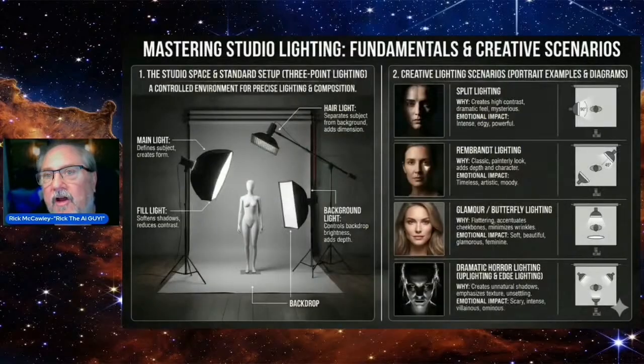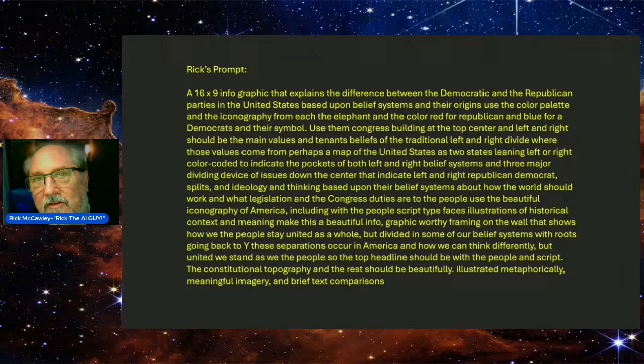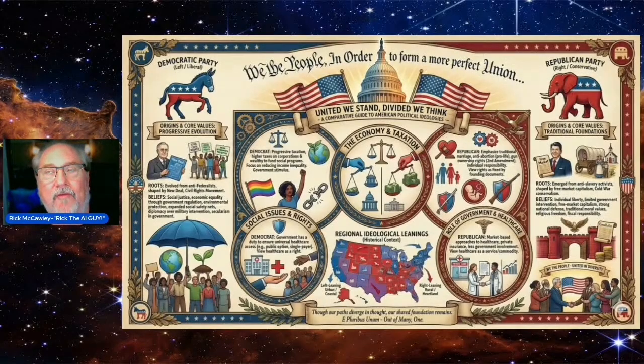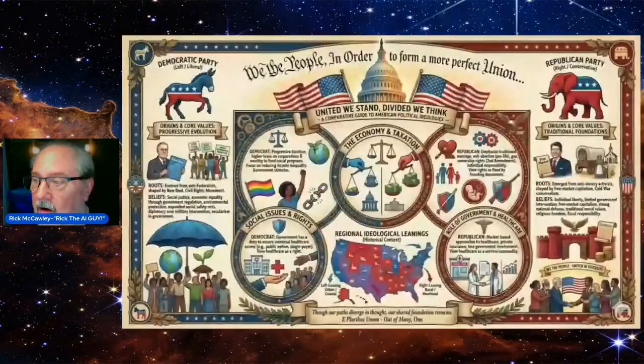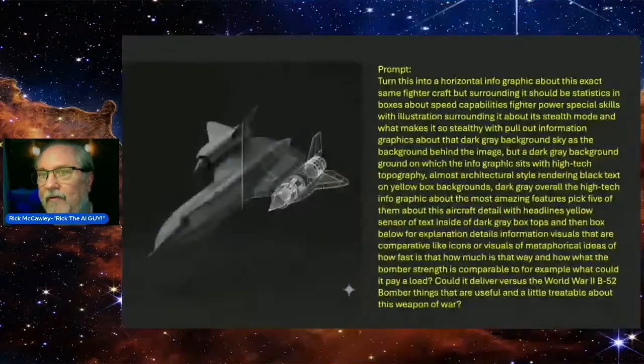Photographic lighting, photography studio. This is for my photography class. I taught these 4 different ways of lighting. We did this as an assignment. Give me an infographic about the United States. What are the core differences between Republican and Democrat? Not how we act, but what our core ideas are. There you go. That's an infographic I made.